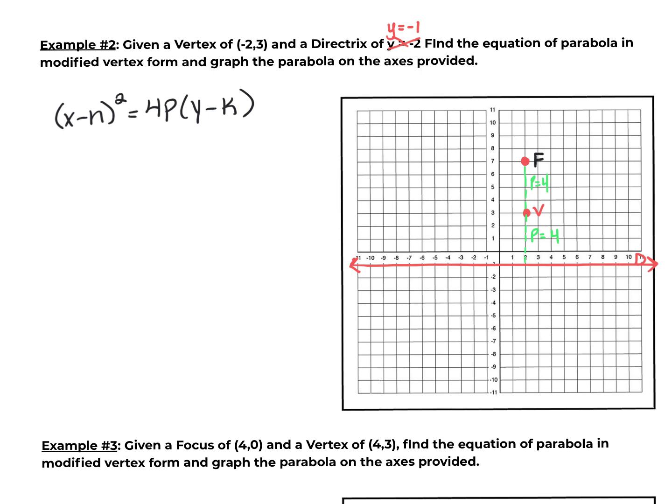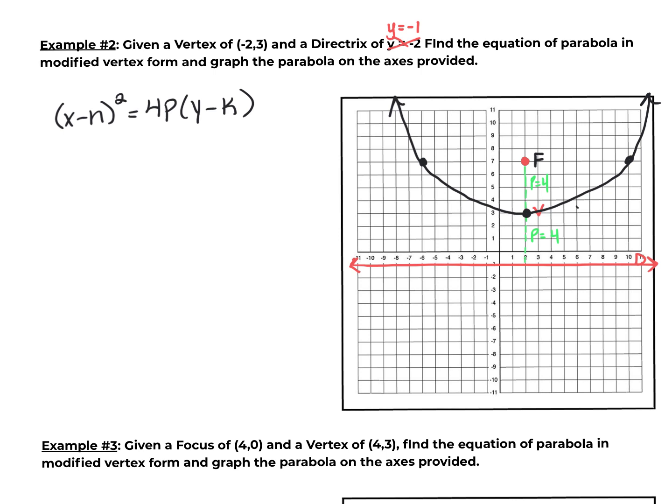And if we wanted to graph this parabola, we're going to do double the p-value, and we're going to go left and right that amount from the focus. So from this focus point here, we're going to go over 8. So 1, 2, 3, 4, 5, 6, 7, 8, and we're going to put a dot. And then we're going to go left 8, 1, 2, 3, 4, 5, 6, 7, 8, and put a dot. And if we are connecting, we connect from the vertex. And this would be my parabola.